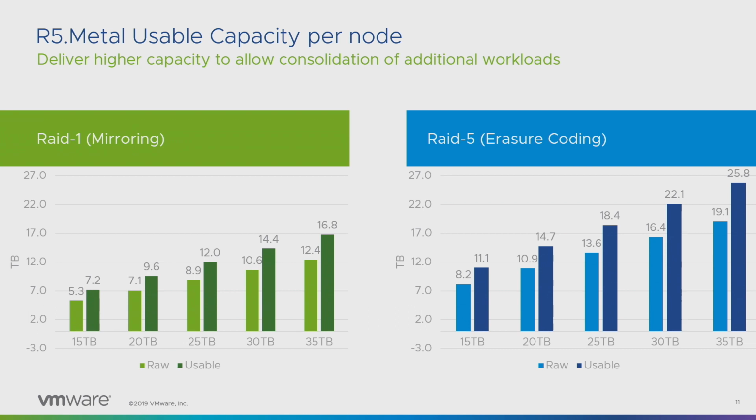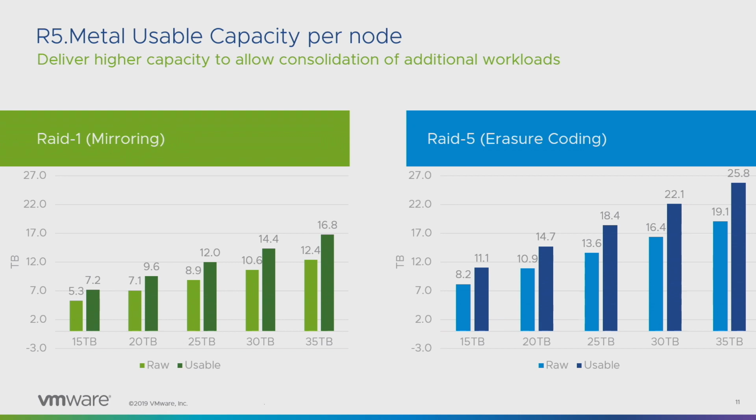But there's still the same storage amplification. So if we take a look at our erasure coding use case, all the way up at the big boy, 35 terabytes of physical capacity, that gives us about 19 terabytes usable once we account for scratch space, metadata overhead, et cetera, right at 26 terabytes once we add in the storage amplification factor. So quite a bit of capacity.